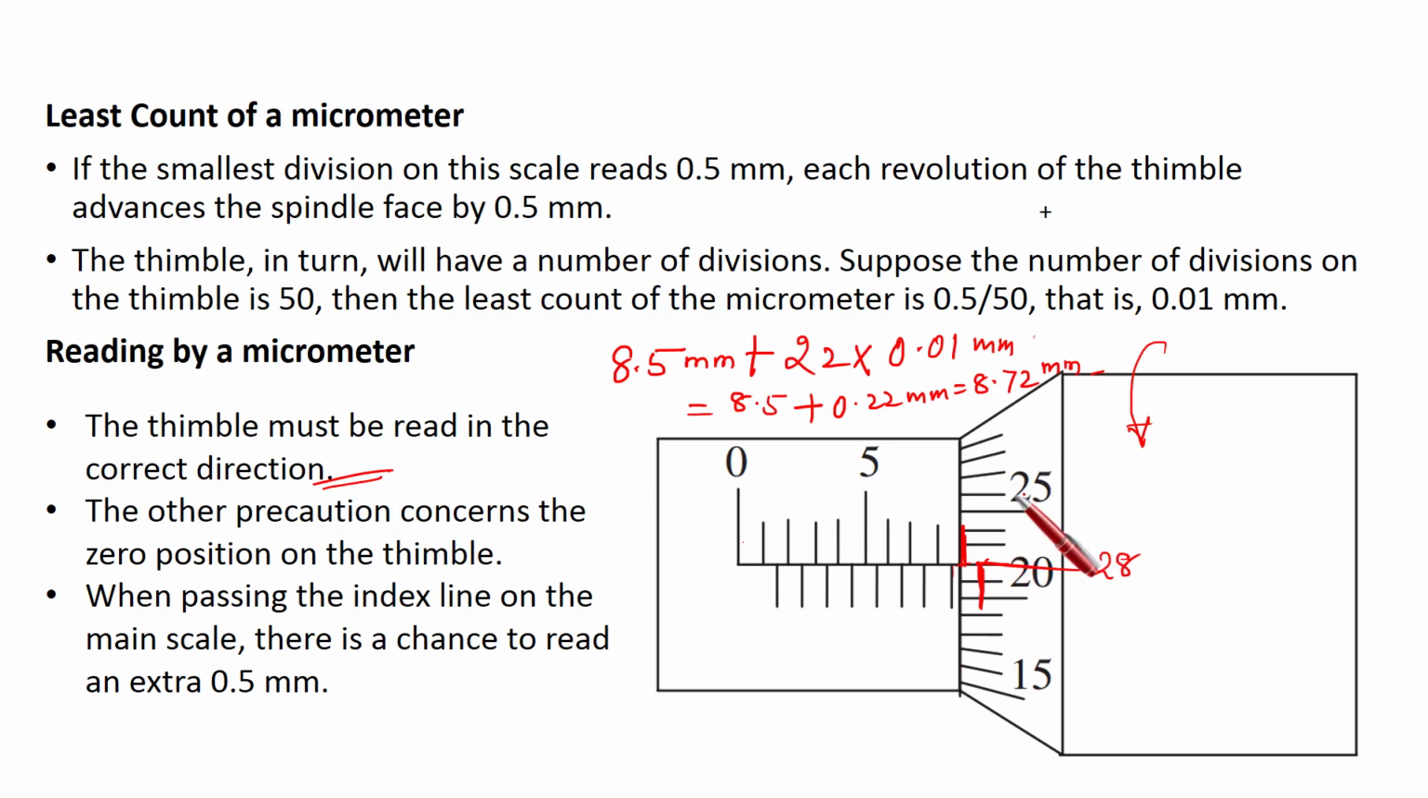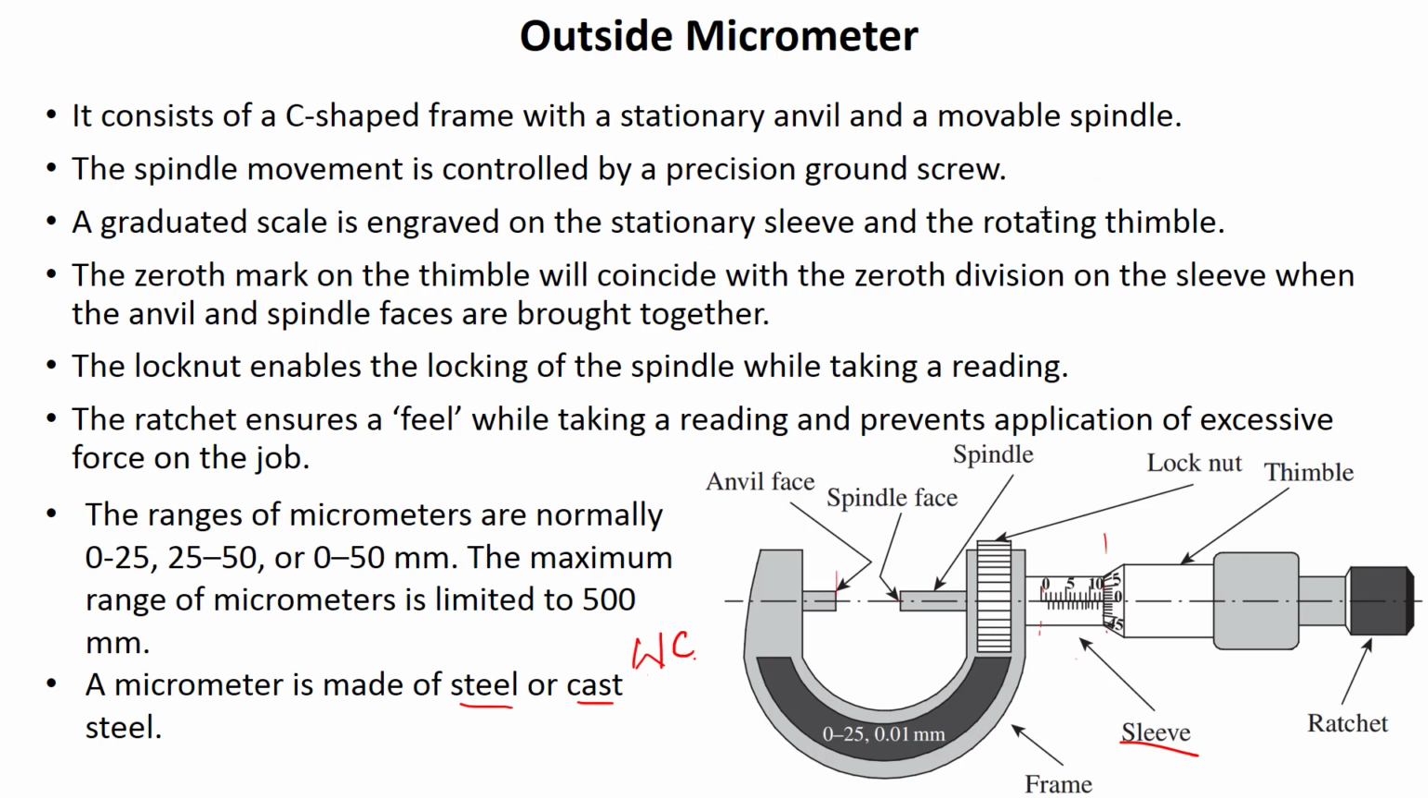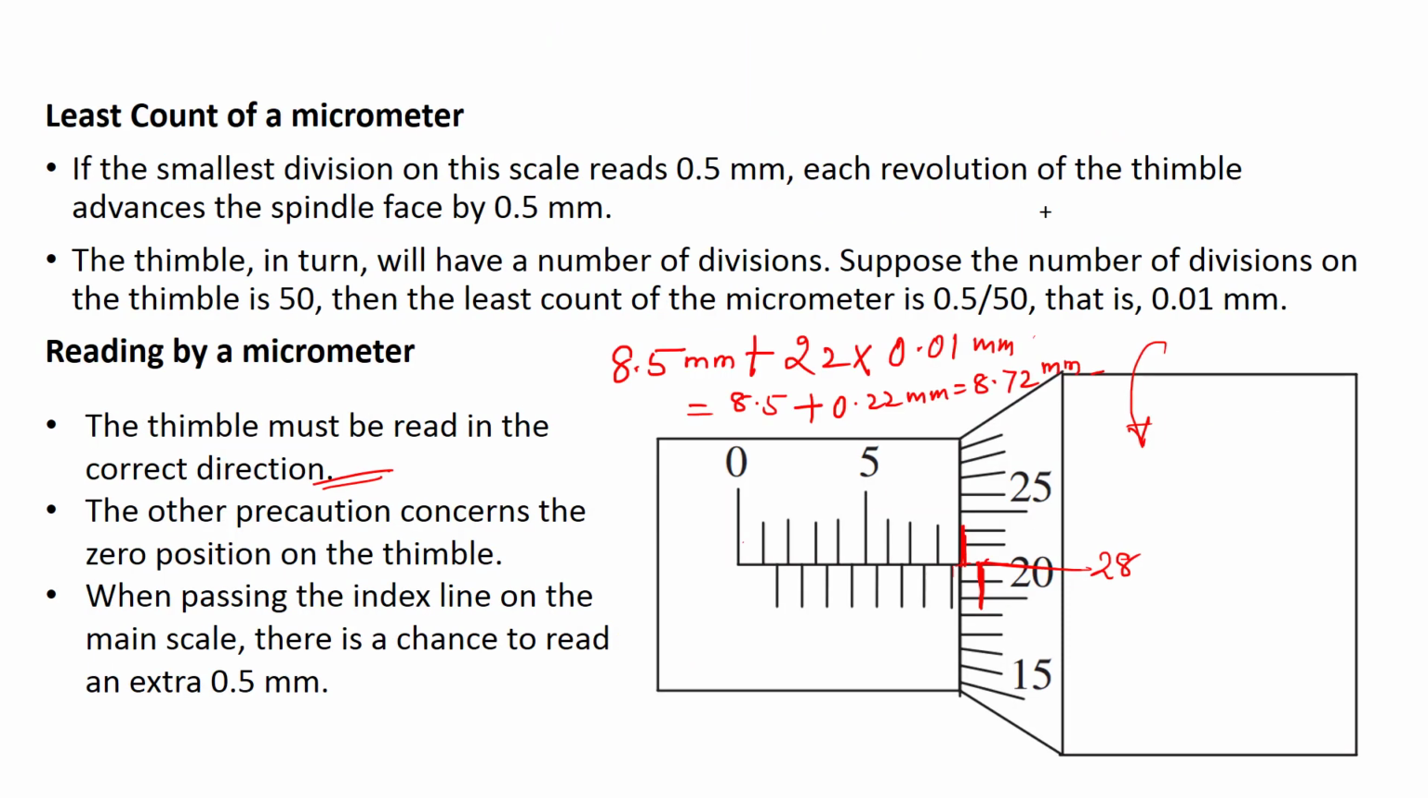And if it is written, then there is no issue. If all the values are written, like you look at here 0, 5, all these things are written, then there is no issue. In that case there is no problem. But if it is not written, then we may make mistakes.